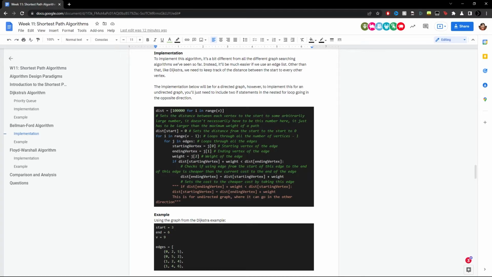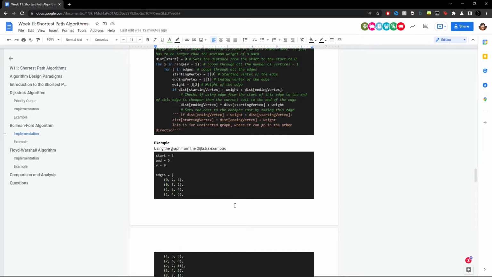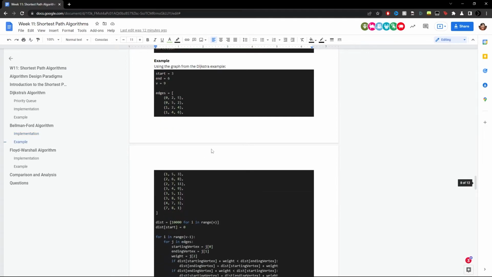Now we can do the exact opposite if it's an undirected graph. If we go from the end to the start, in the opposite direction, it might be cheaper as well. So if the ending vertex's distance plus weight is less than the starting vertex's distance, then we update the starting vertex, and that determines the opposite direction, I guess.